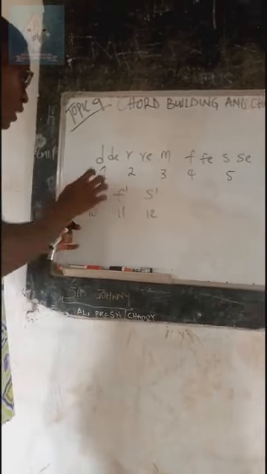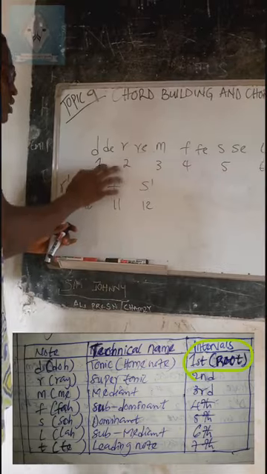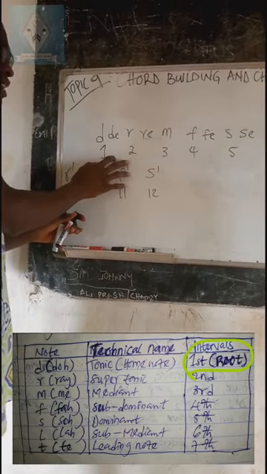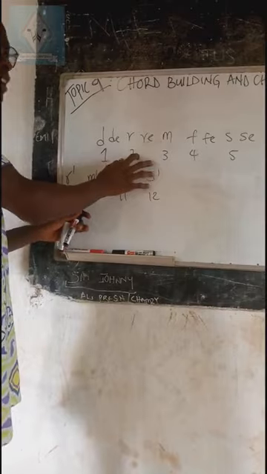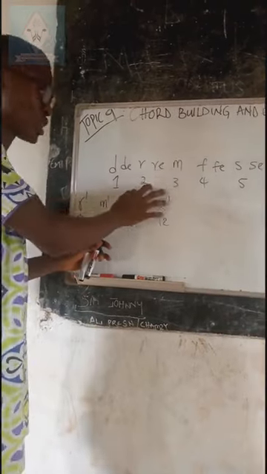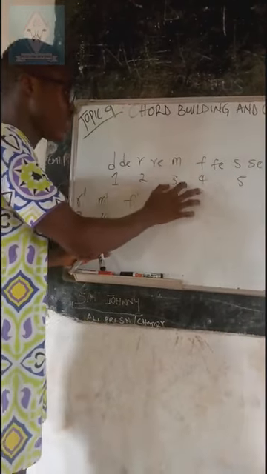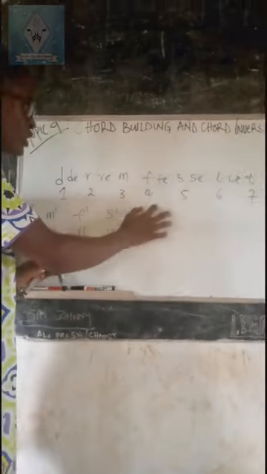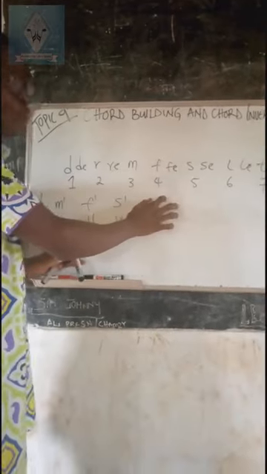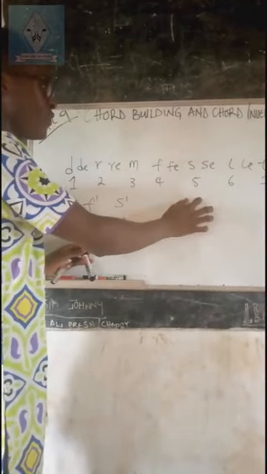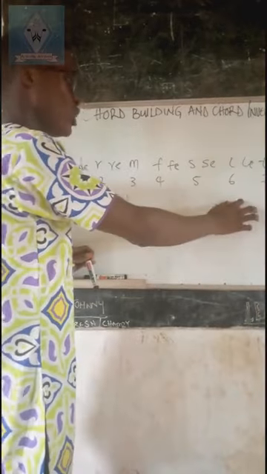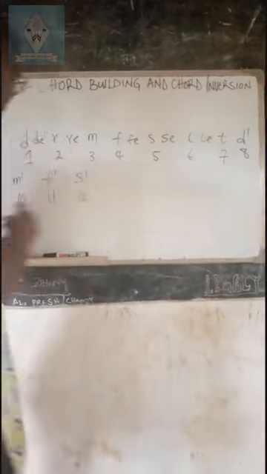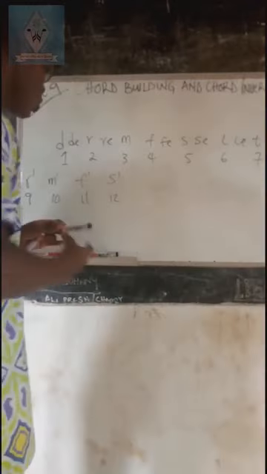Now, Do is seen as a root because it is the first interval. The second interval here is called a major second. The third interval is called the major third. The fourth interval, which is Fa, is called the perfect fourth. Sol is called the perfect fifth. La is called the major sixth. Ti is called the major seventh. And this is the 8th, the 9th, 10th, 11th, and 12th, and so on.